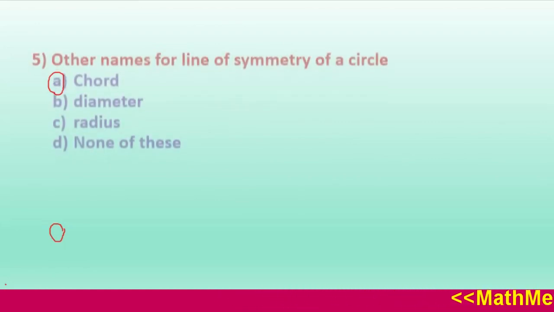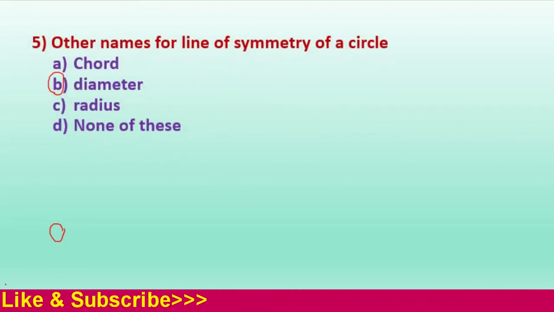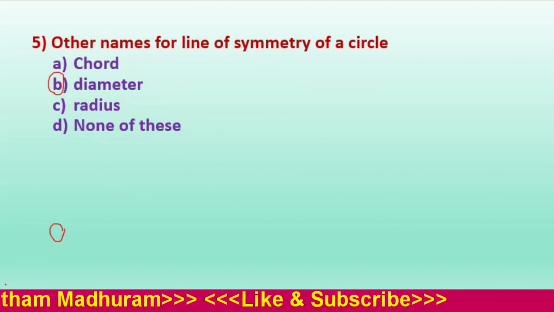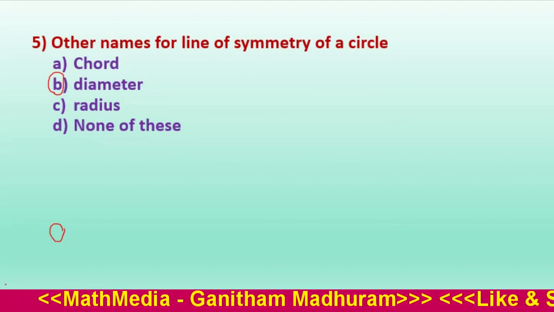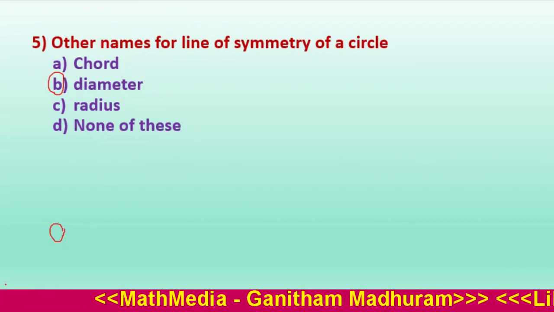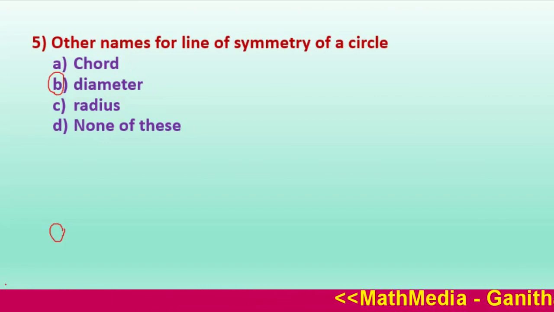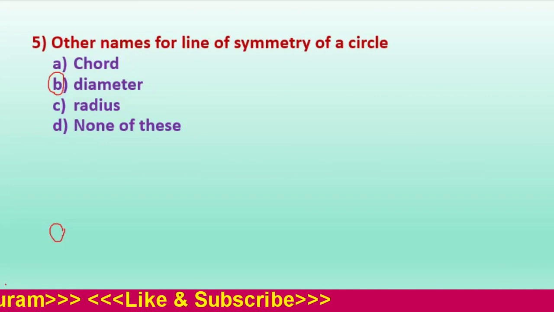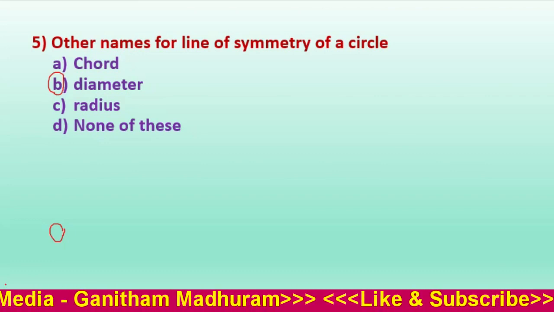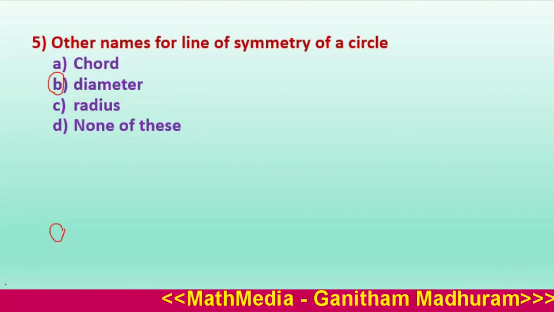Next question. Other names for line of symmetry of a circle. The line of symmetry of a circle is known as its diameter. So the correct option is option B.